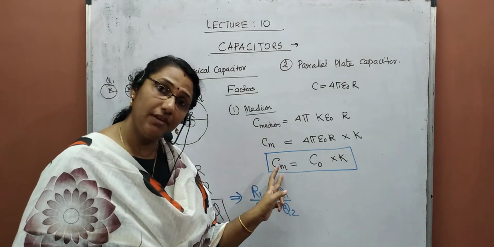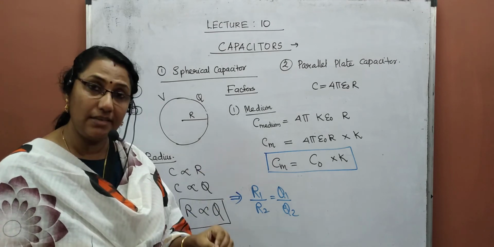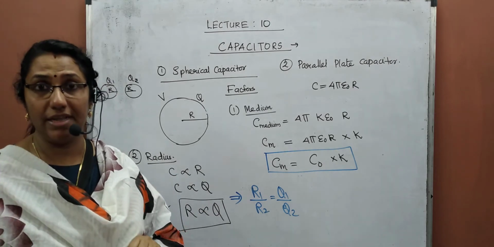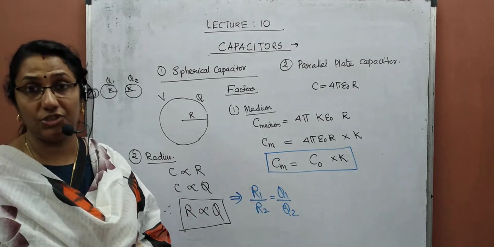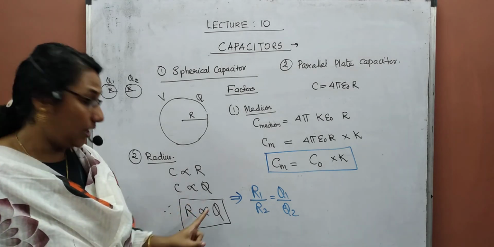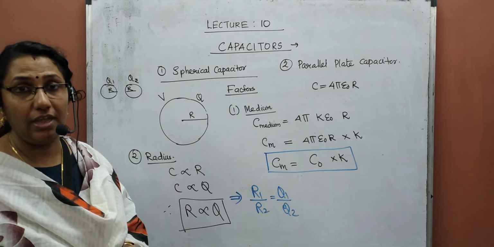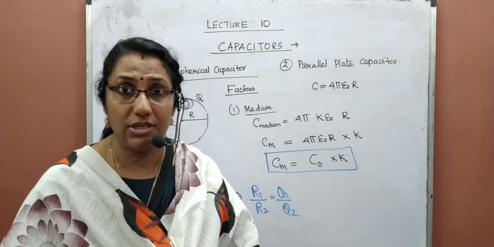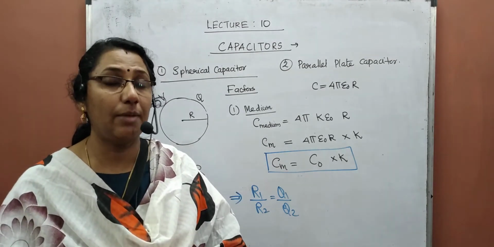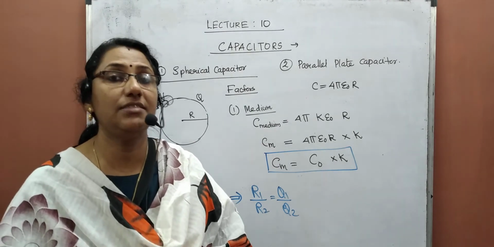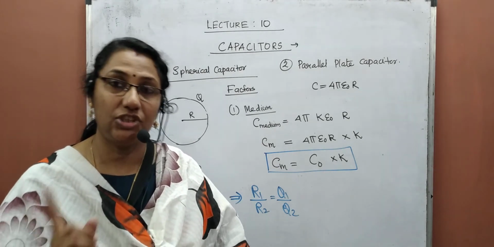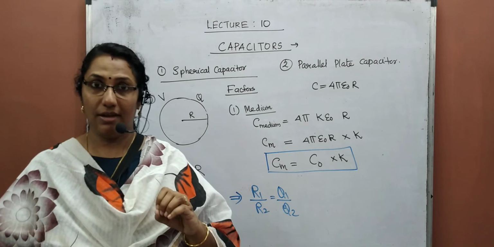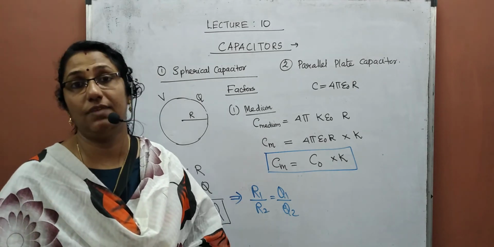The first one is the medium. As the dielectric constant of the medium increases, the capacitance also increases. The second one is the radius. Capacitance is directly proportional to radius. And since capacitance is also proportional to the charge, several numerical questions related to radius and charge may be asked. Sharing of charges when two spherical capacitors are kept in contact will be equal only when the two capacitors are identical, having the same radius. If their radii are different, the charge stored will be in the ratio of their radii. Lesser radius, lesser charge; larger radius, greater amount of charge will be stored.